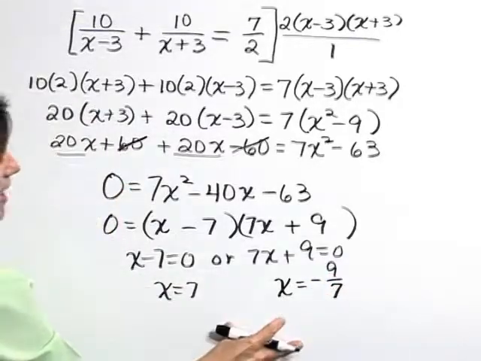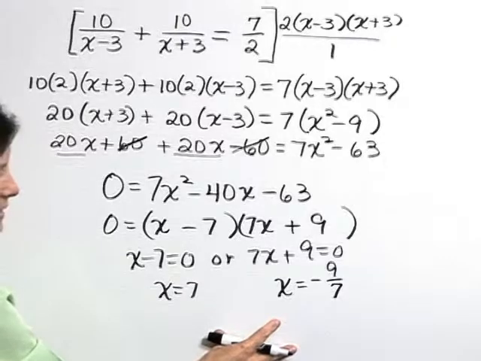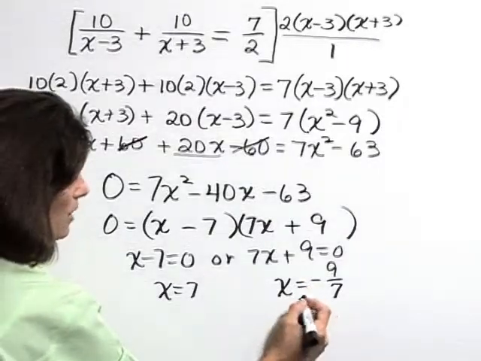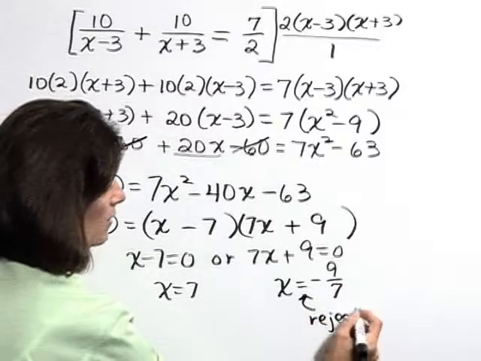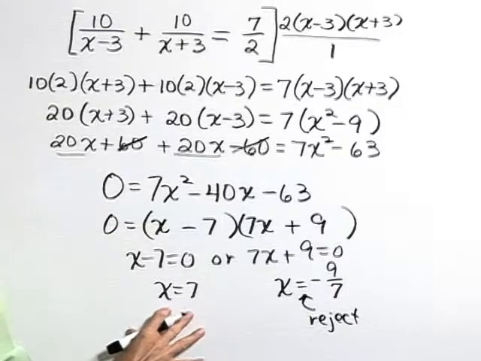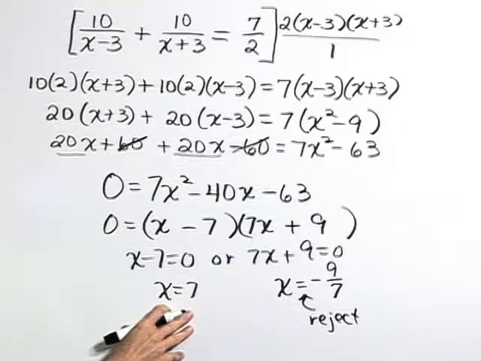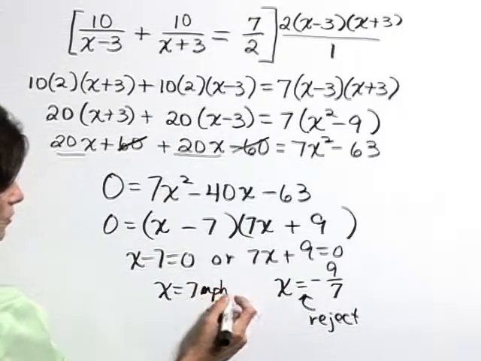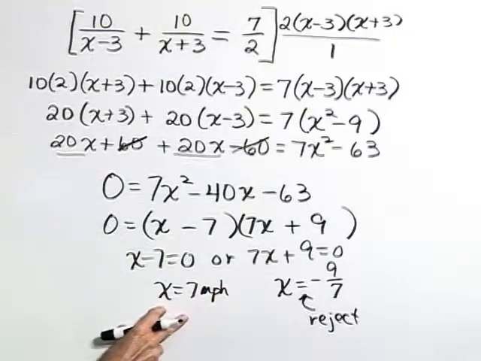Now, remember that x represents Laura's rate. Her rate is not going to be a negative number, so let's reject this as a realistic solution. Okay, that one's gone. Let's focus on this x equals 7, however. Remember that this is a rate in miles per hour. Just make a quick note there. Let's go ahead and check this.